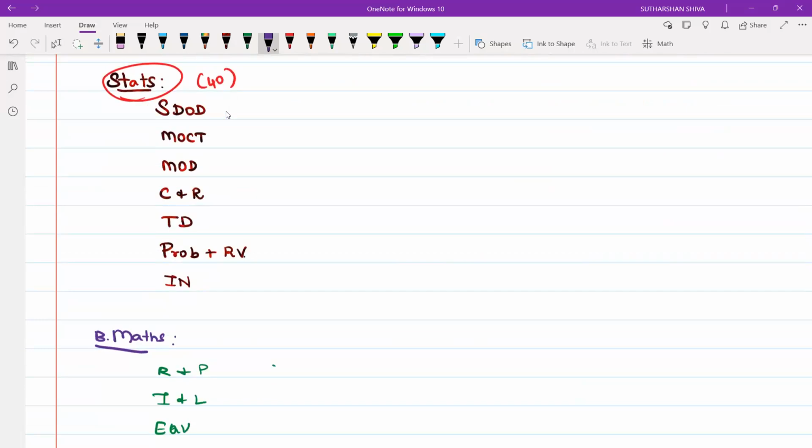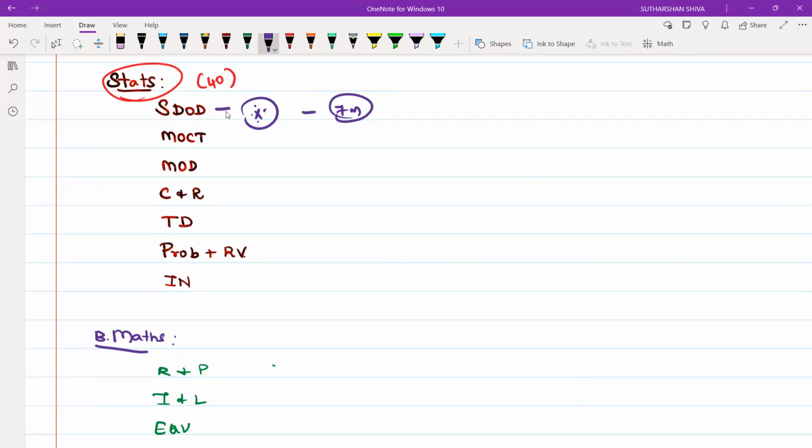Then come back to statistics. In statistics, statistical description of data is a more crucial chapter because theory questions are possible majorly in this chapter, and they are testing for 5 to 7 marks in each and every attempt. From 2018 onwards, they are testing.